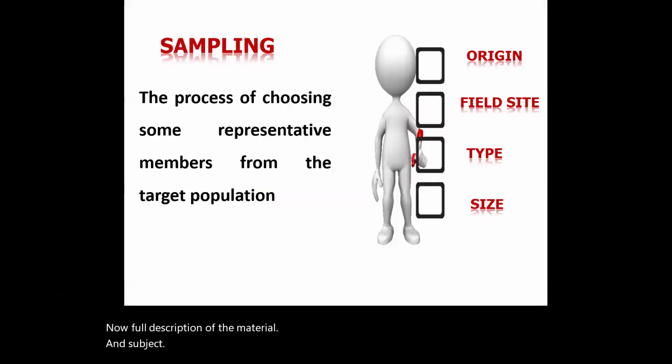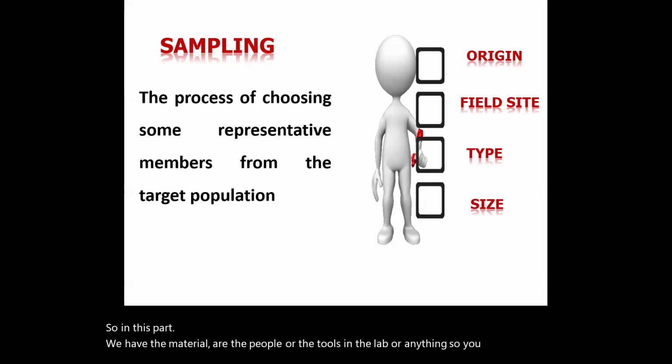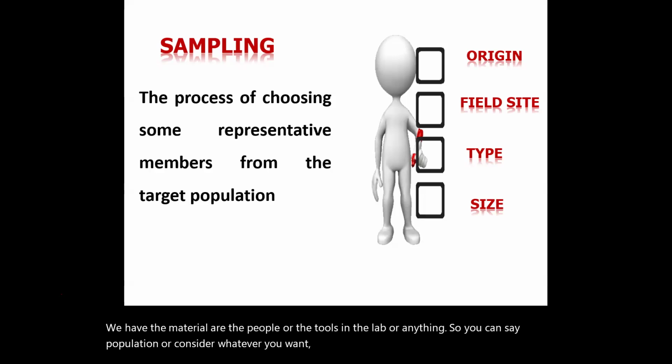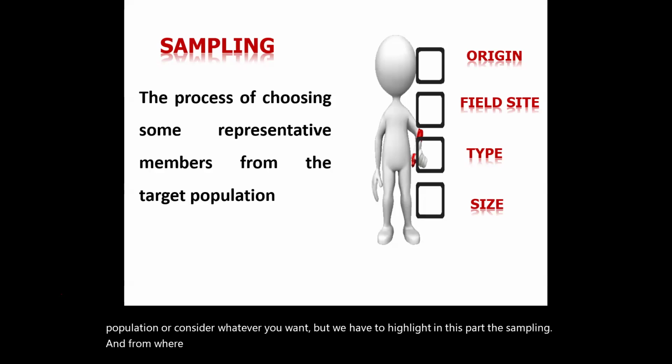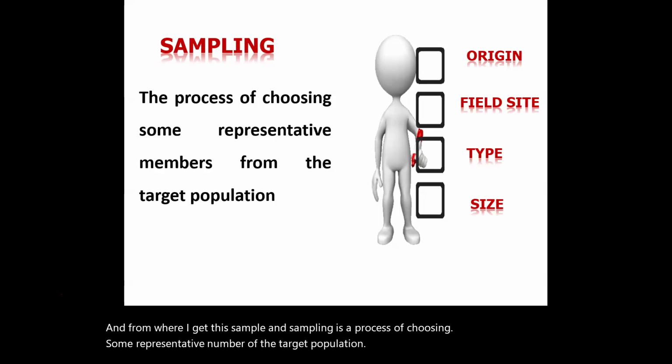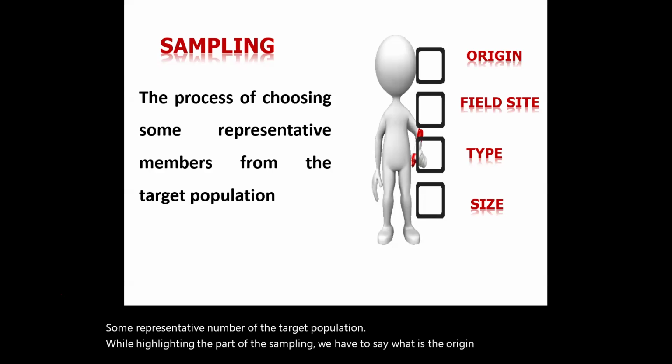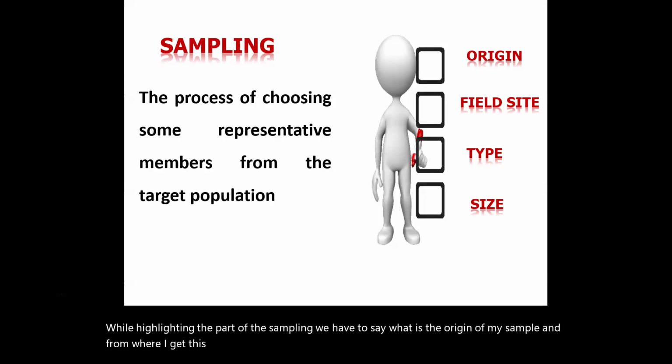In this part, the material is the people or the tools in the lab or anything. So you can say population or whatever you want. But we have to highlight in this part the sampling and where I get this sample. Sampling is a process of choosing a representative number of the target population. While highlighting the sampling, we have to say what is the origin of my sample, where I get this sample, what type of sampling I use, and what is the size of the sample that I use.